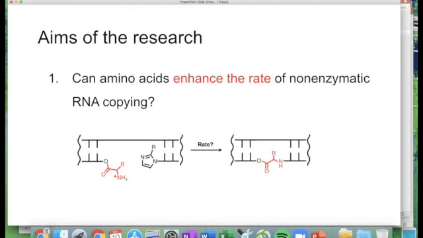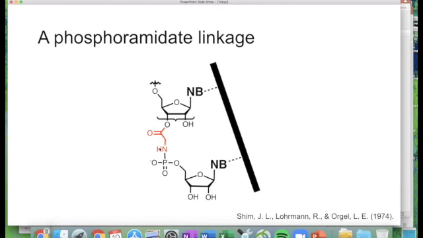With the challenges I have just described in mind, we set out to answer two main questions. First, we wanted to know whether covalently attached amino acids could enhance the rate of copying reactions. It is known from the literature that amino acid linked RNAs can form phosphoamidate bonds by reaction of the amino group with the phosphate of the incoming nucleotide. This is what the structure we form looks like.